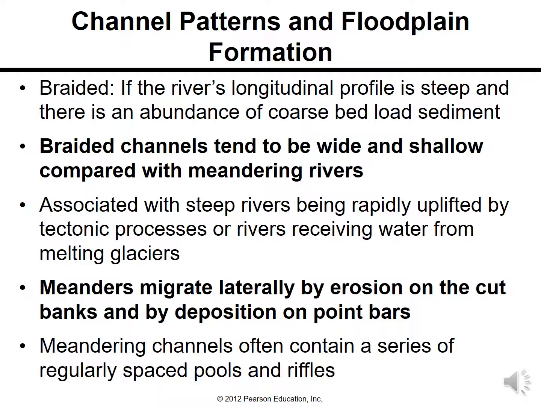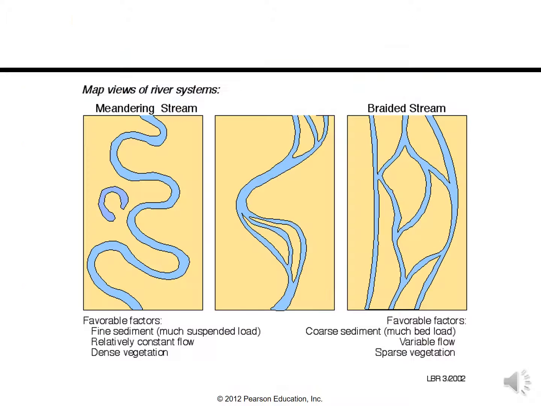The meanders migrate laterally by erosion on the cut banks and by deposition on point bars. Meandering channels often contain a series of regularly spaced pools and riffles. This is a picture of a meandering stream versus a braided stream. The meandering streams have fine sediments, relatively constant flow, and dense vegetation. When it comes to a braided stream, there are coarse sediments, much of it bed load, and variable flows. So you can see it's moving here and there, with sparse vegetation.